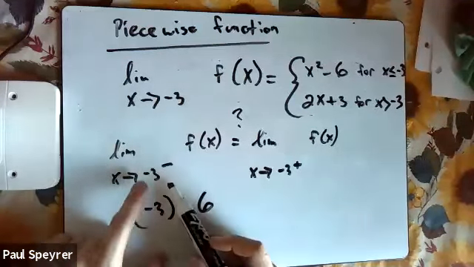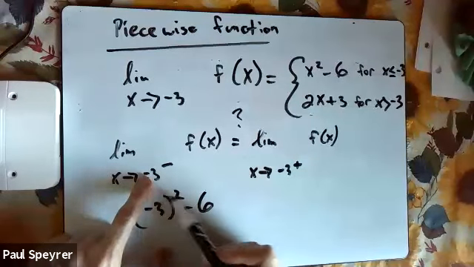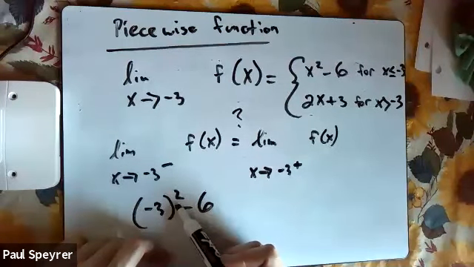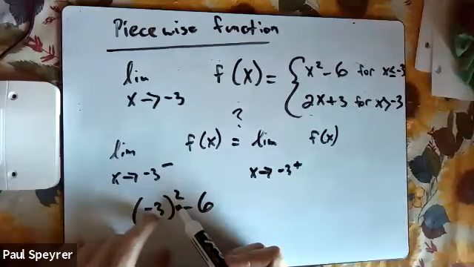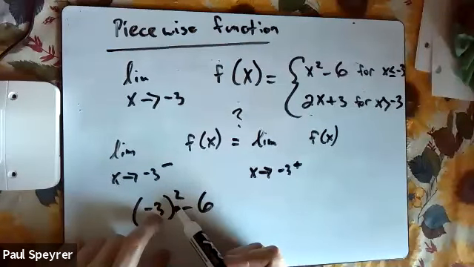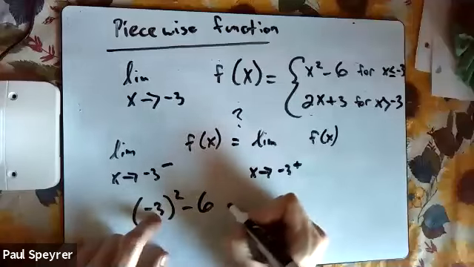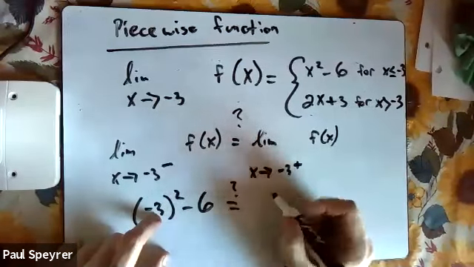Remember, watch the signs, right? -3, you got to square that whole quantity right here. Be very careful with the negative. The negative also has to go on the inside, right? Because it's the x value that we're looking at. And then equals. What is that going to equal?